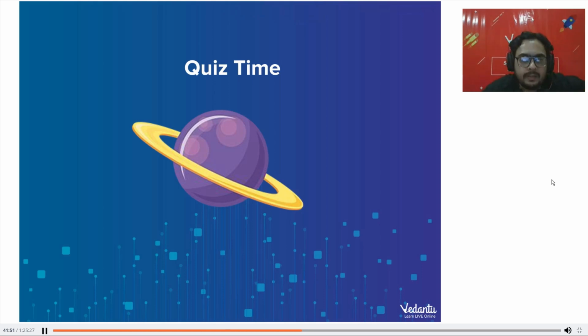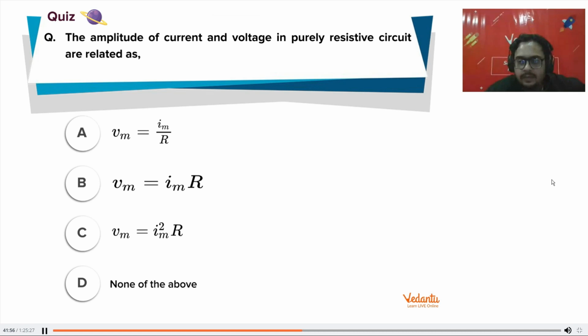Okay, then it is time for quiz. If no one has any doubt, a very simple question is going to come. Your question is: the amplitude of current and voltage in a pure resistive circuit is related as? What is the relation between amplitude of current and voltage? Please read the options carefully and start marking your answer. Your time starts now.